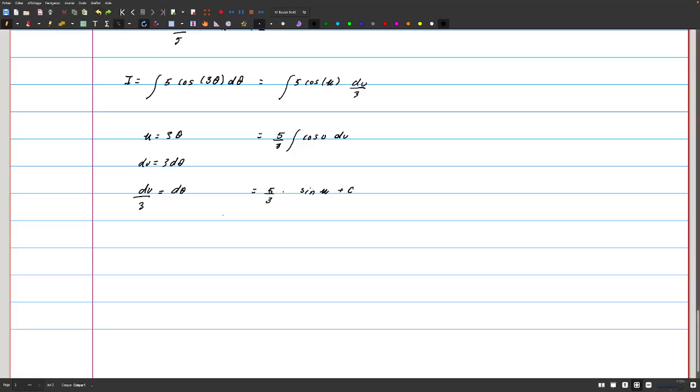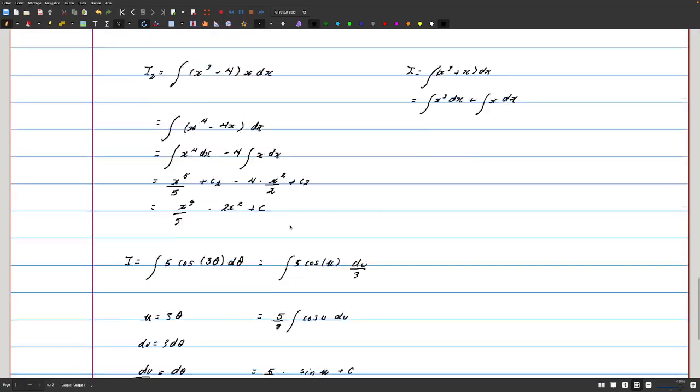So you can't leave it under u. When your prof asks you a type of question like this, if you leave it under u, yes, you got the integral right, but you forgot the easiest step, and you're going to lose points on an exam for that. So you do 5/3 times sine of 3 theta plus c, right there, and that's your answer.